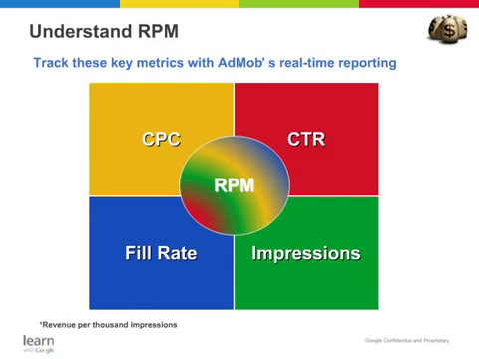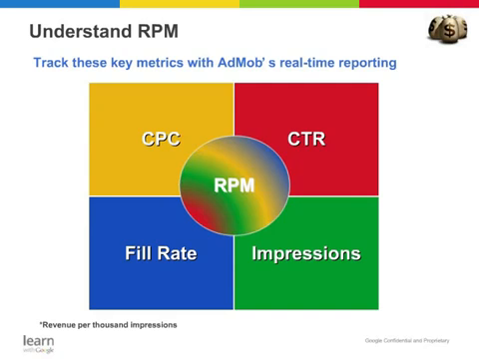Impressions is the number of ads served to your app, and fill rate is the number of ads served divided by the number of ad requests made by your app. So you basically want a fill rate of 100%. Anything less means you're leaving money on the table and you're leaving inventory on the table that is unmonetized.